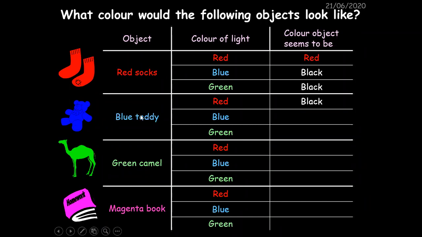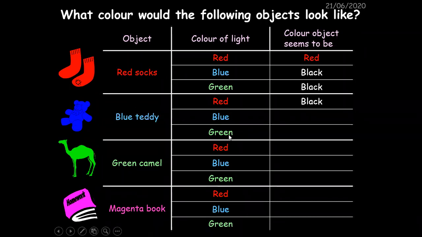So quickly, I'm going to ask each one of you as we go along. Blue teddy. Imagine there's a blue object and have blue light on it. What color is it going to appear to be, Yasser? Yes, you're awake? Just blue. Yeah. Perfect. It's just going to be blue.